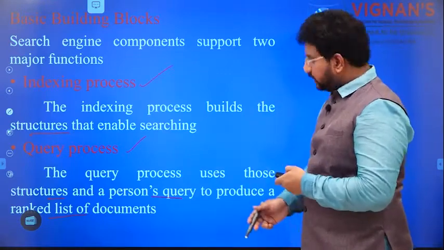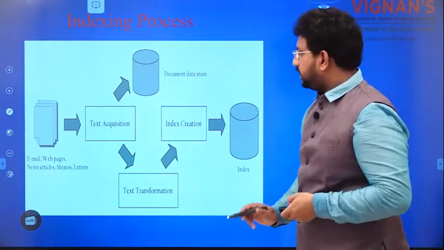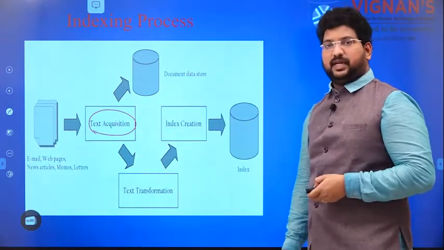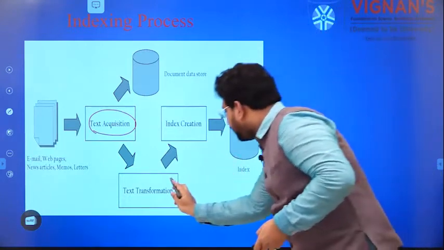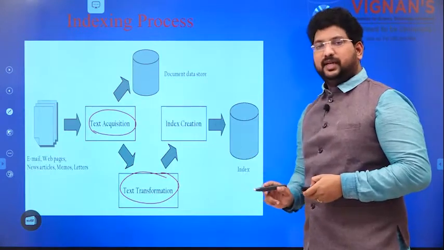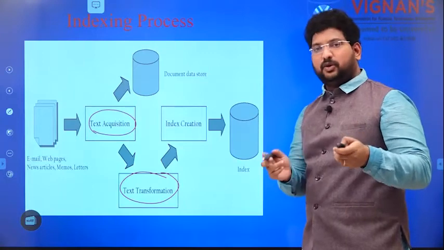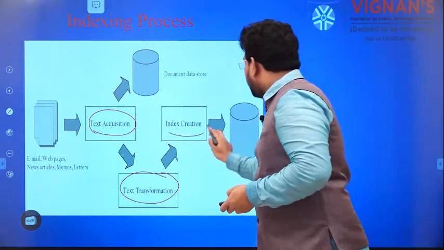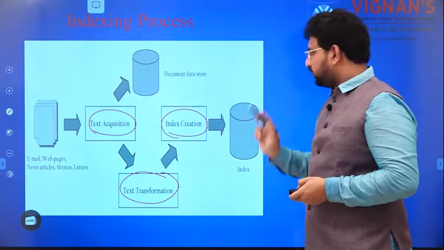Now we will see the indexing process consisting of three major components. One is the text acquisition component. It is responsible for identifying the documents. And text transformation, the second component, is going to convert the documents into index terms. The text present in the documents is converted into index terms. And the third one is the index creation. The index is created here and finally the index will be presented.